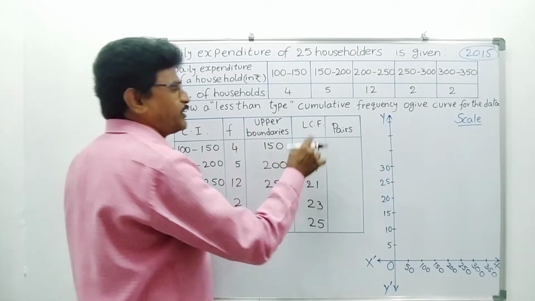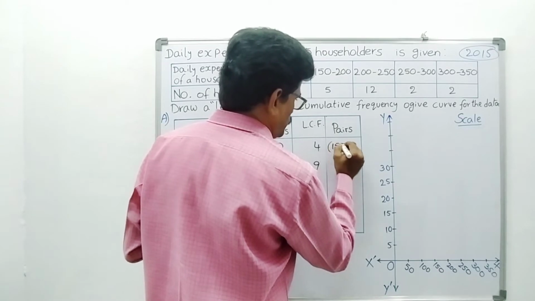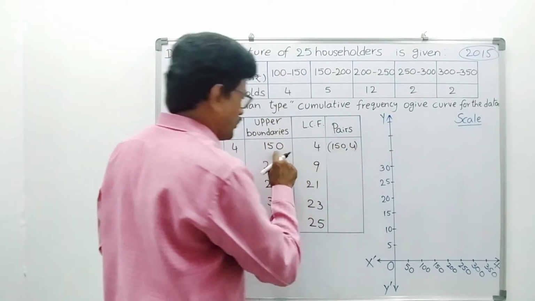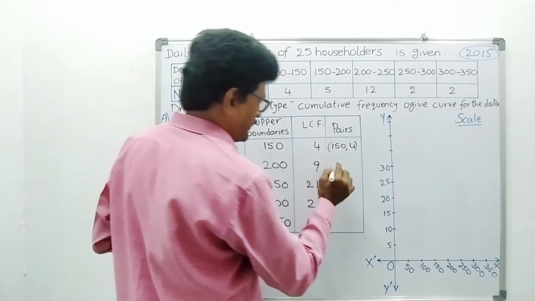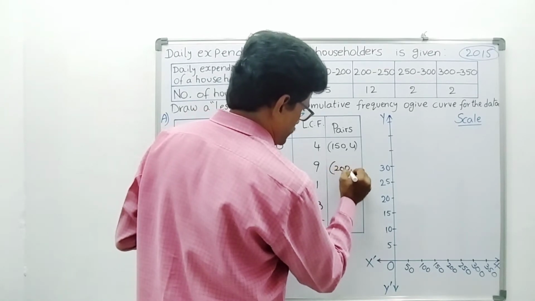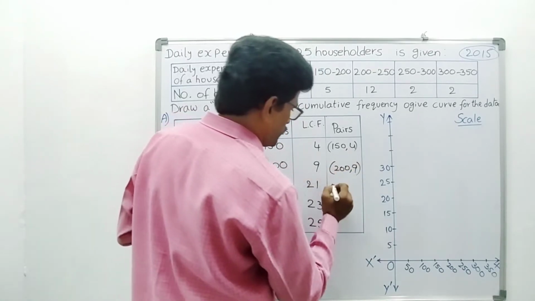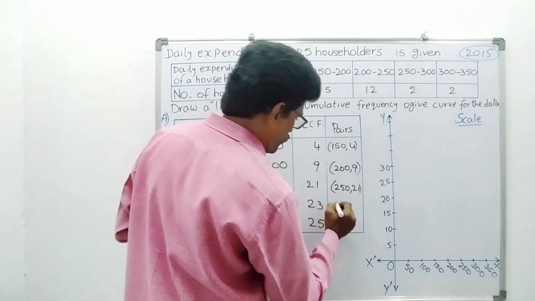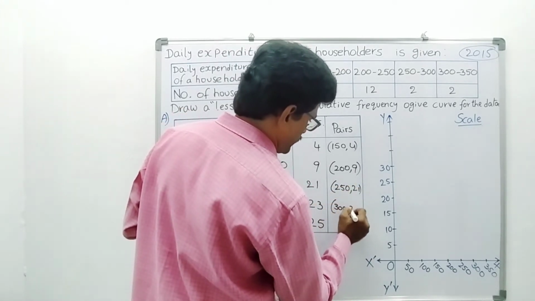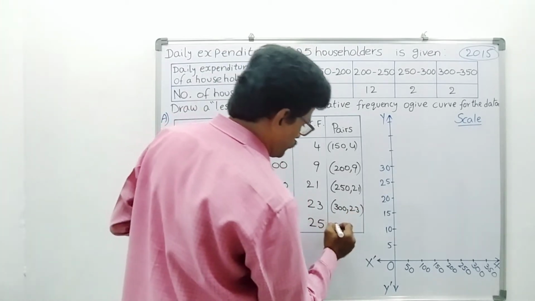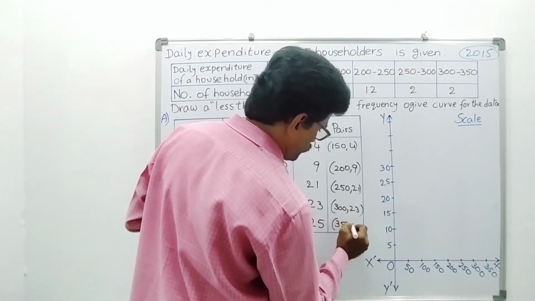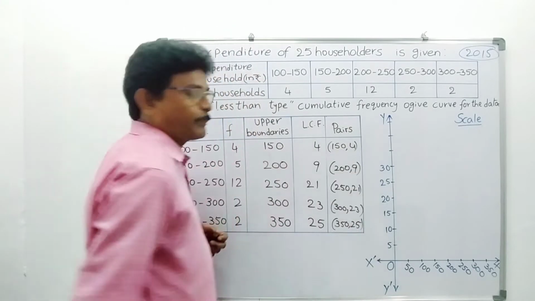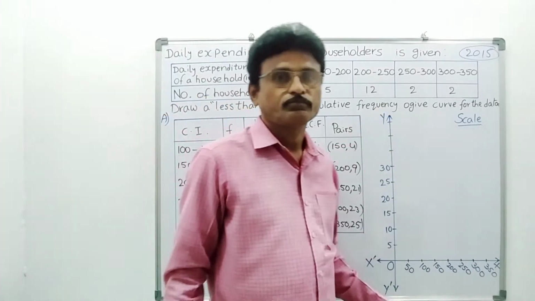Okay, 154, that is the pair. Easily we can plot there. Now 209. This is another pair. Next 250, 21. Next 323. Finally 350, 25. Right? These are the pairs we have to plot in the graph.